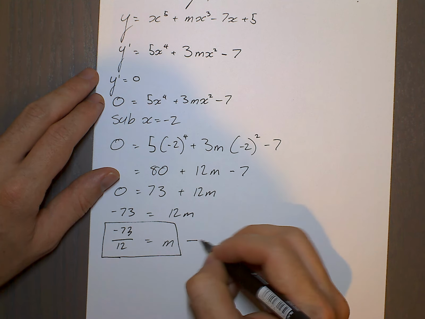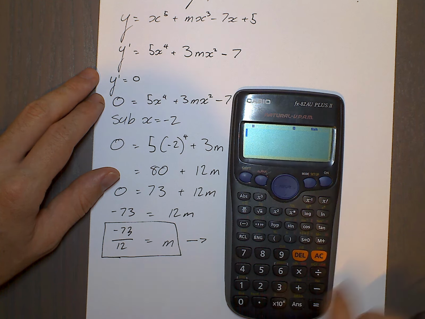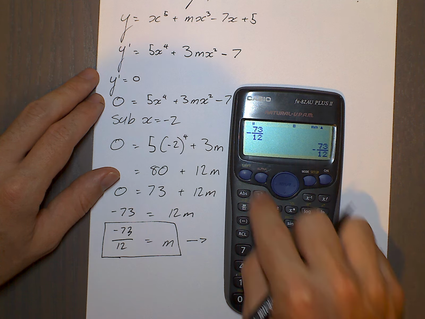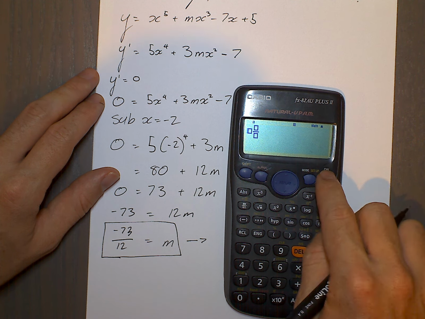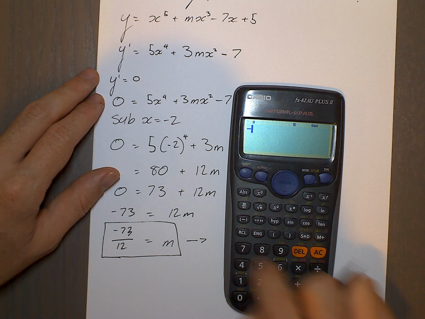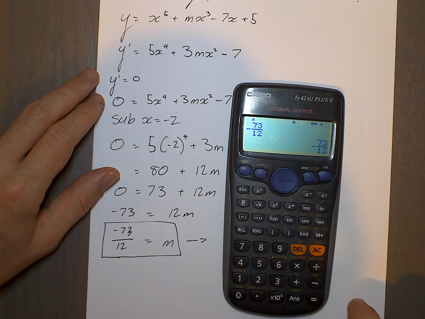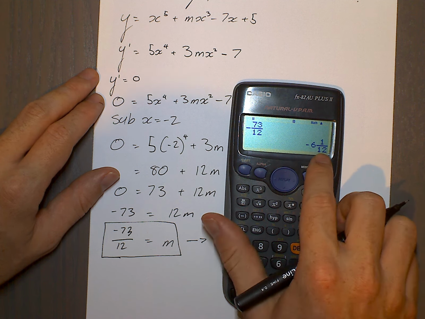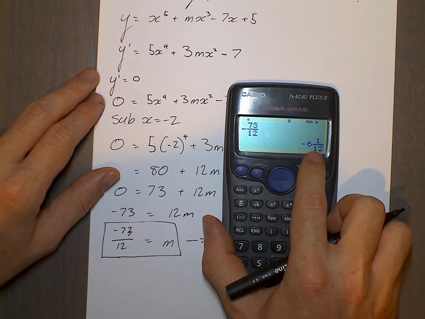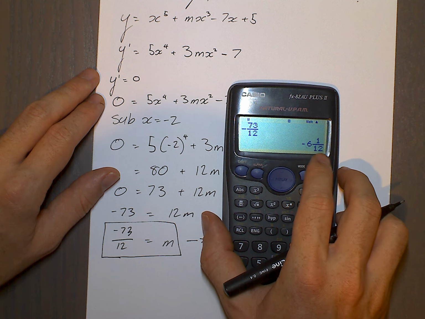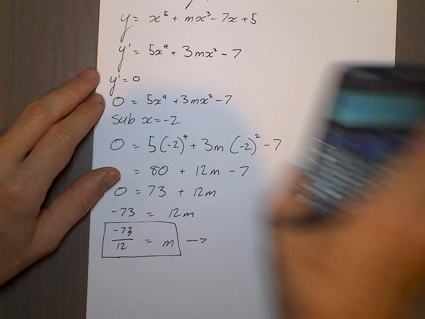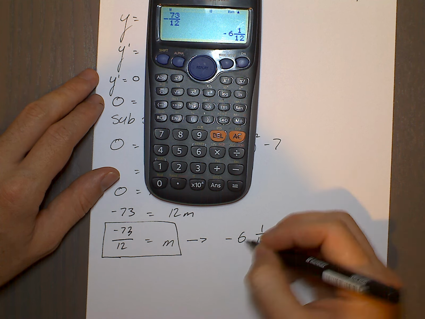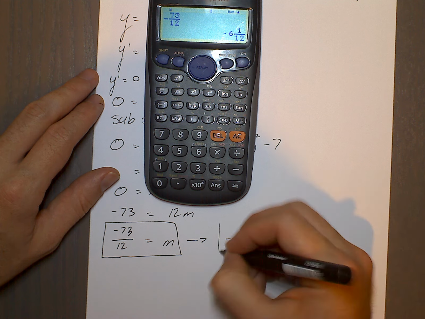However, they want to change it just so slightly. What they do is minus 73 over 12, and I want to go Shift S-D. They want to put it in this form. Okay, they want to put it as a mixed numeral. That's fine. I prefer it as this, but I'm going to stick with what the textbook's doing. Minus 6 and 1 over 12, and m will equal that.